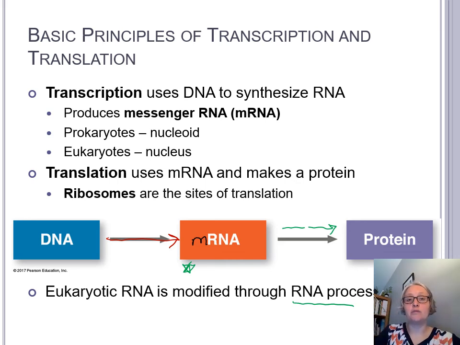Transcription is where we go from DNA to messenger RNA. It happens either in the nucleoid or the nucleus. If you're a eukaryote, you then do an RNA processing step. Once you've processed your RNA and you've got that mRNA transcript, you then go to translation, which is the process of taking your mRNA and making the protein at the ribosome.